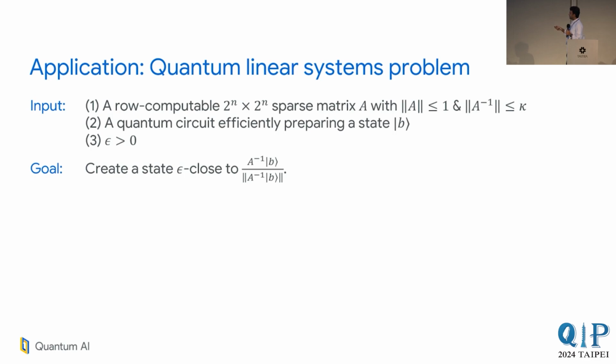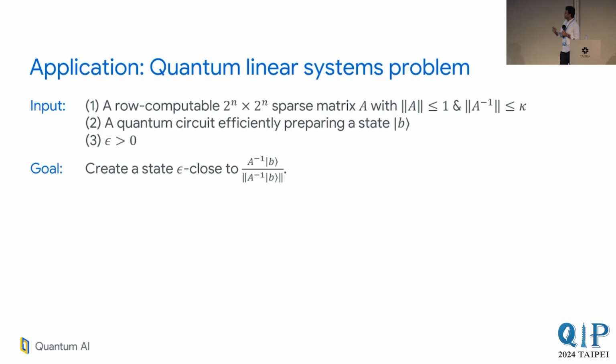A inverse times ket B is not necessarily a valid quantum state because it might not be normalized. So we divide by its norm to make it norm 1, because quantum states need to have norm 1. Okay, so now you might be thinking, why is this related to linear systems? Why did I call this a linear systems problem?